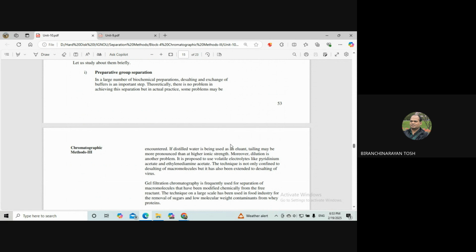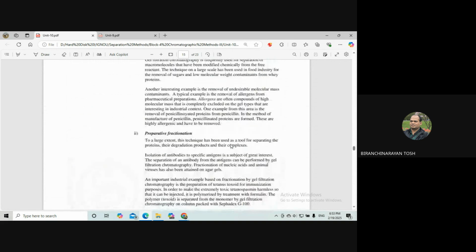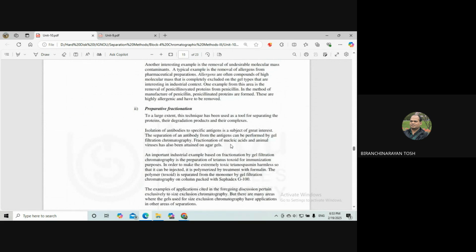The technique is not only confined to desalting of macromolecules, but it has also been extended to desalting of viruses. Then in preparative fractionation, it is used as a tool for separating proteins, their degradation products and their complexes. Isolation of antibodies to specific antigens is a subject of great interest. The separation of an antibody from the antigen can be performed by gel filtration chromatography. Fractionation of nucleic acids and animal viruses has also been attained on agar gels.